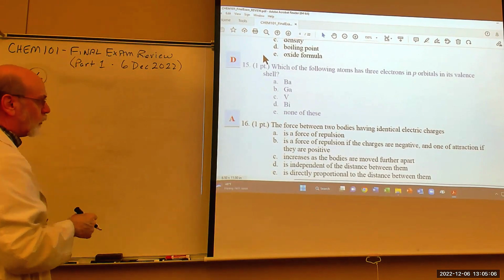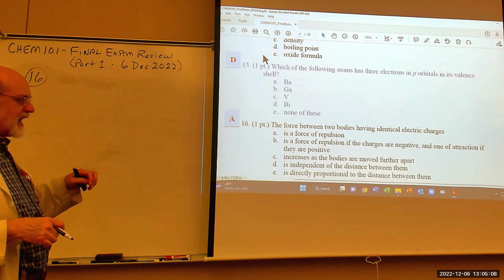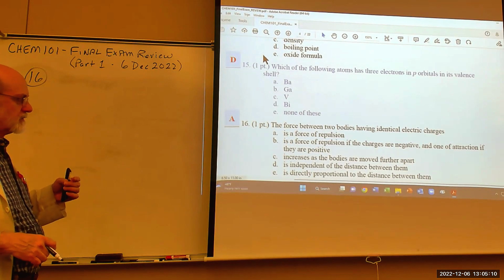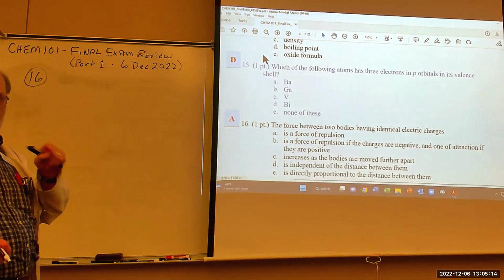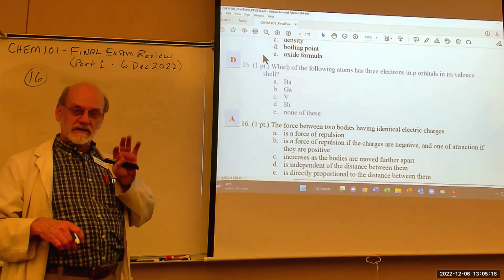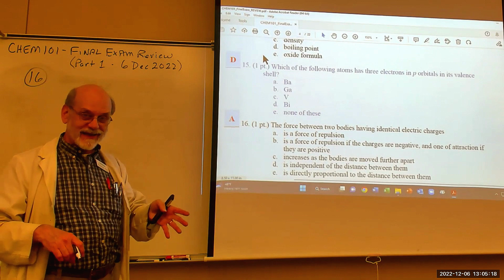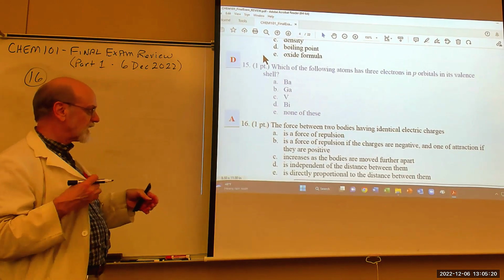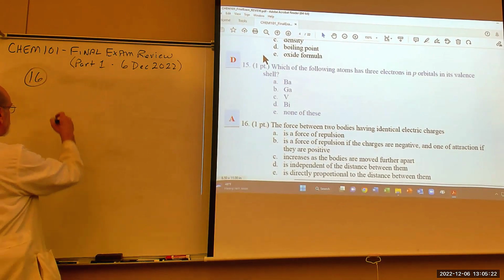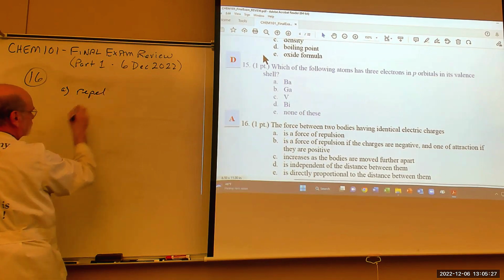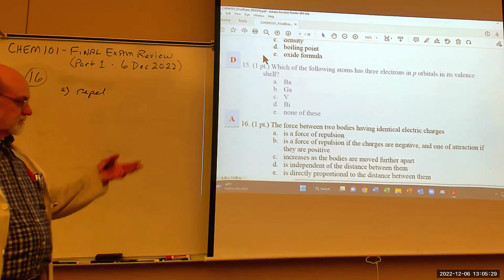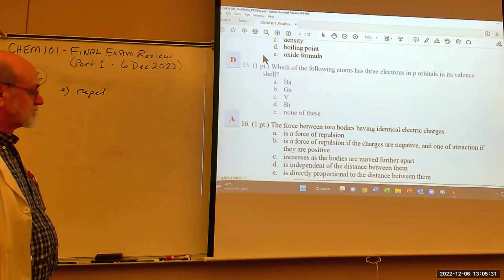The force between two bodies having identical electric charge. That means both positive or both negative. Is a force of repulsion. Yep. They repel. We found our answer.